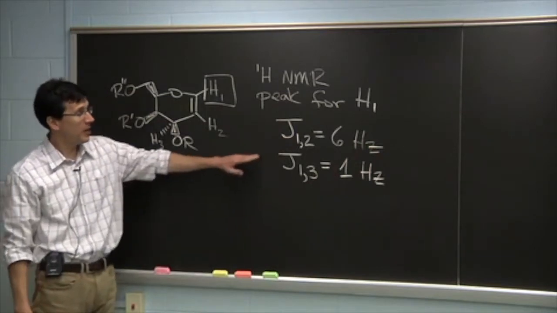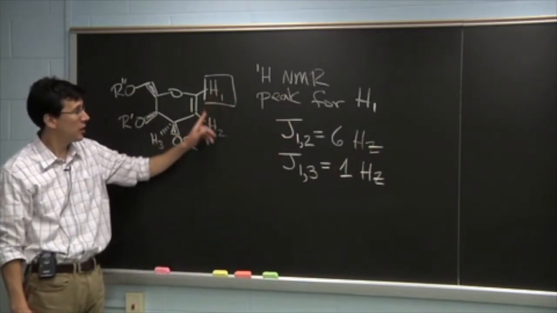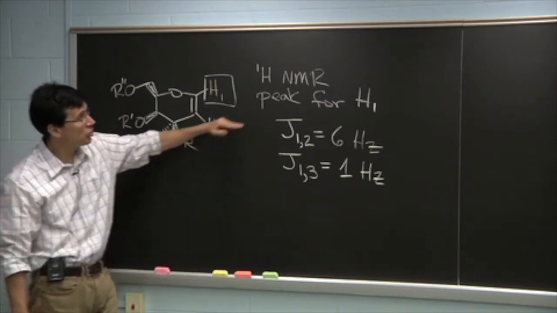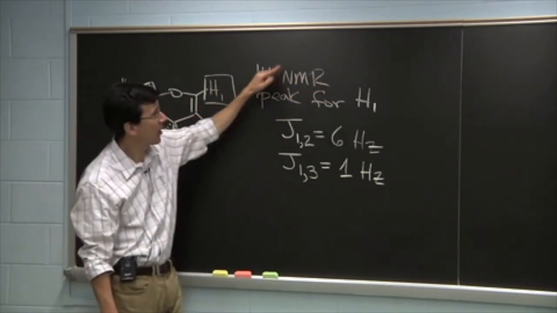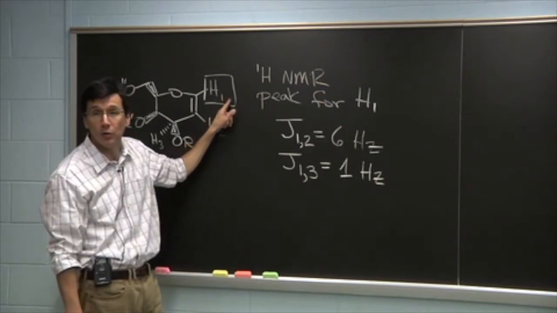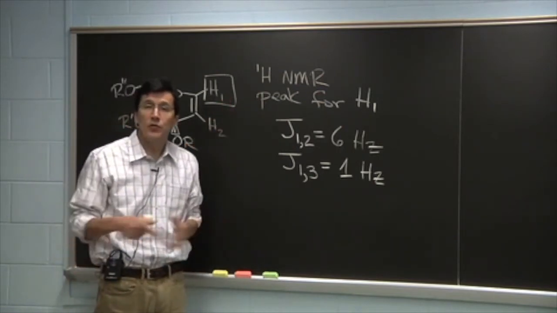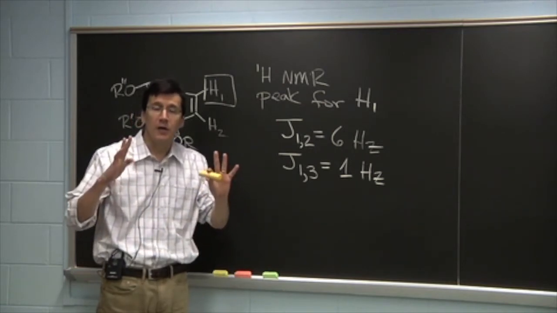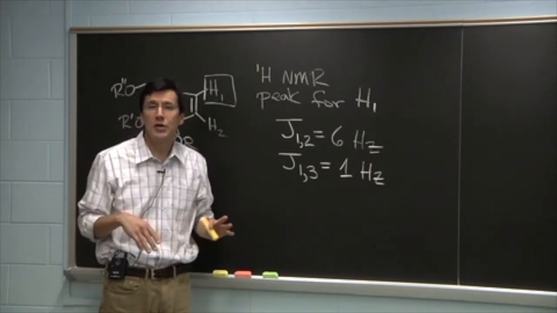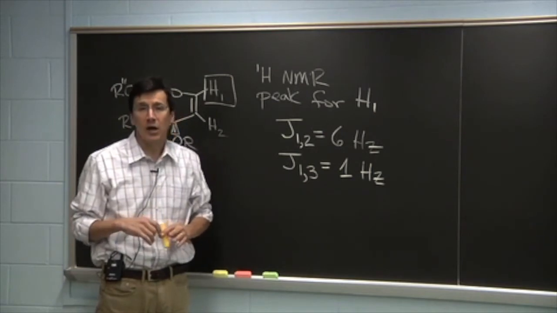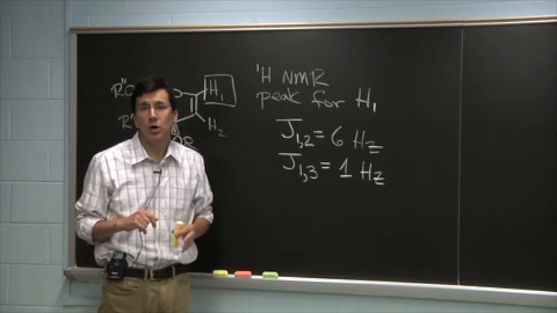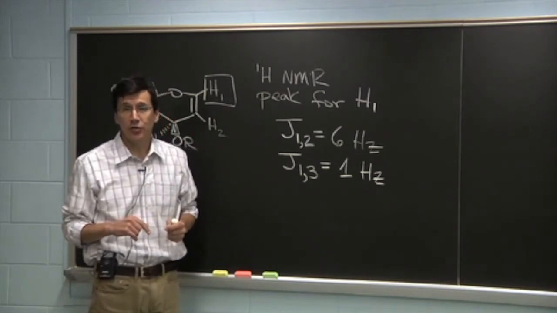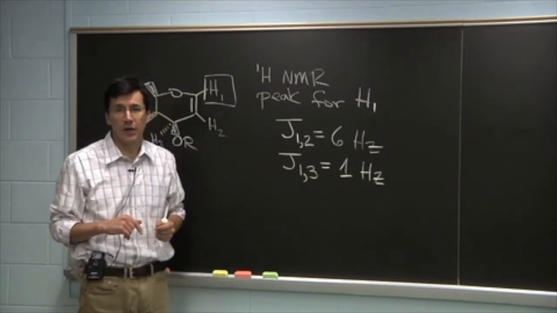So given this information, the coupling between H1 and H2 and between H1 and H3, can we show what the proton NMR peak for H1 would look like? Hopefully you've worked through some similar problems in the assignments. Remember, you can use this kind of splitting diagram or tree diagram to outline what would happen to H1 under the influence of H2 and H3. So give that a try, and then we'll work through the solution together.